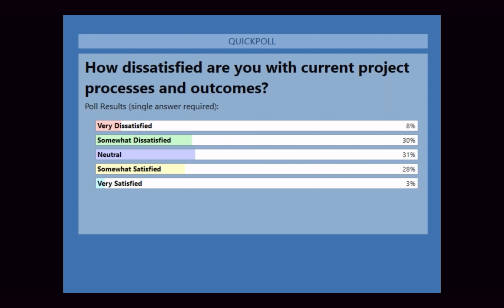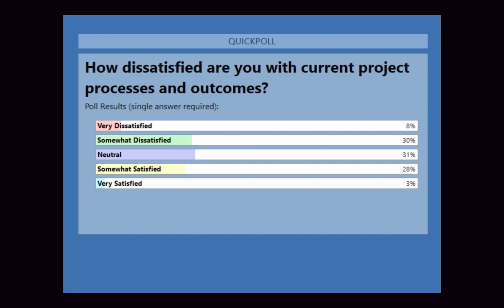So 30% were somewhat dissatisfied, 28% were somewhat satisfied. Oh, sorry, and I put those together because those were two together. But we also had 31% that were neutral. But I wanted to put those somewhat dissatisfied and somewhat satisfied together just so you could see how close they were. Only 8% said very dissatisfied, and 3% said very satisfied.